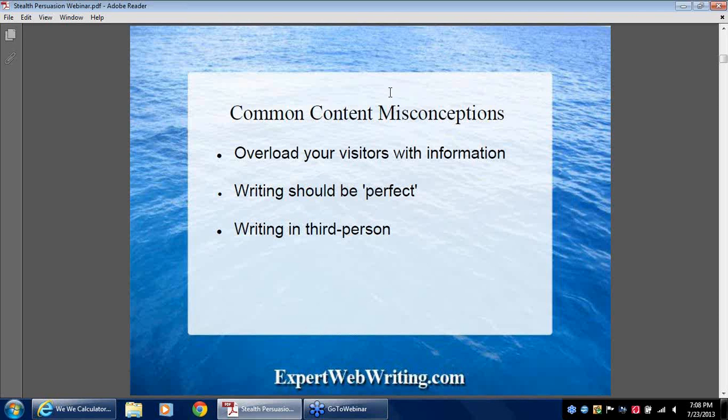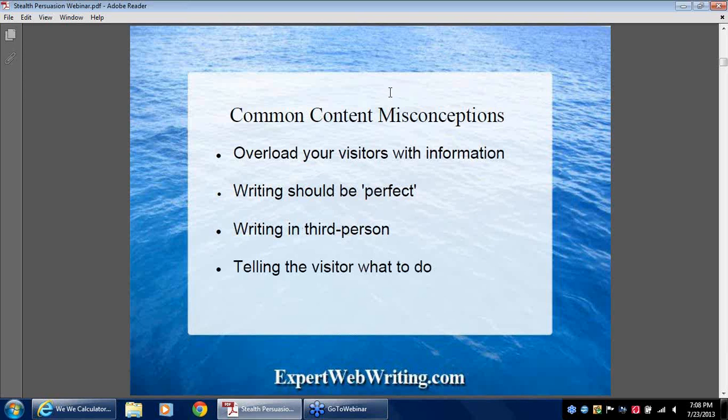Another misconception that we have when we start writing is creating calls to action that seem very pushy, trying to tell the visitor what to do. It's extremely important that you let the visitor have some freedom to choose exactly how they're going to make the next move. And I'm going to show you exactly tonight how to do that.